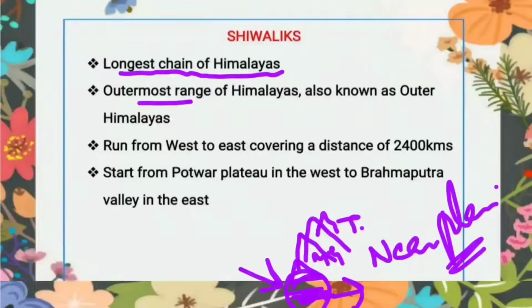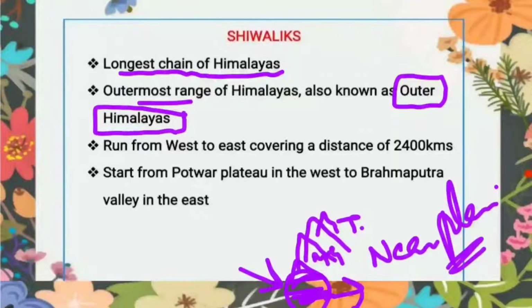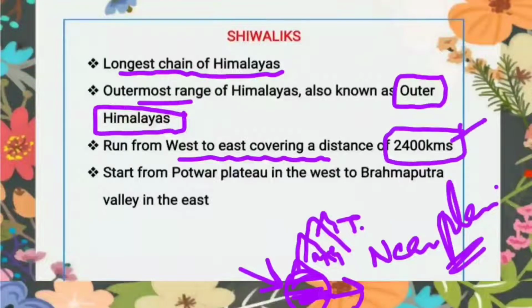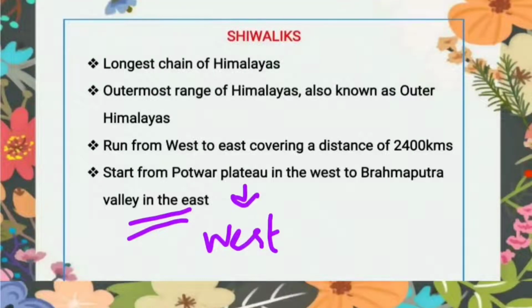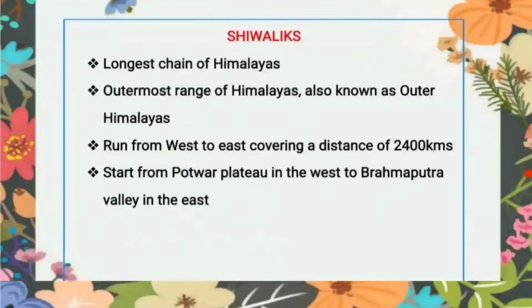We can say it is the outermost range of the Himalayas, and that is why the Shivaliks are called the outer Himalayas. They run from west to east and cover a distance of about 2400 kilometers. They start from the Potwar Plateau in the west and spread to the Brahmaputra Valley in the east. Okay, so let's move forward with the Shivaliks.